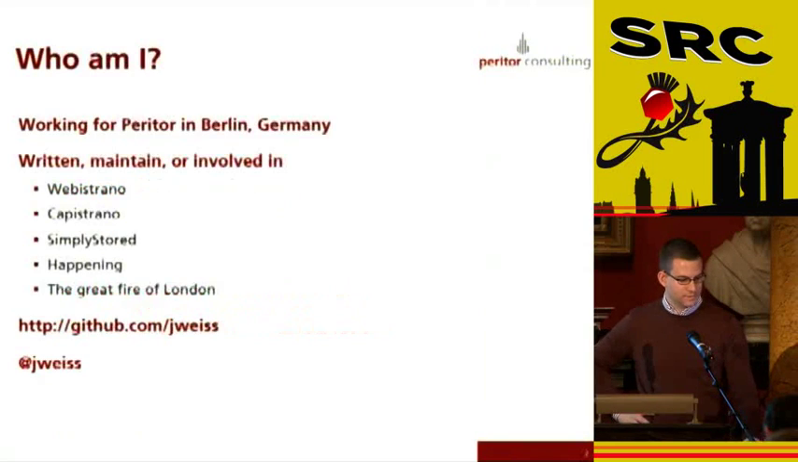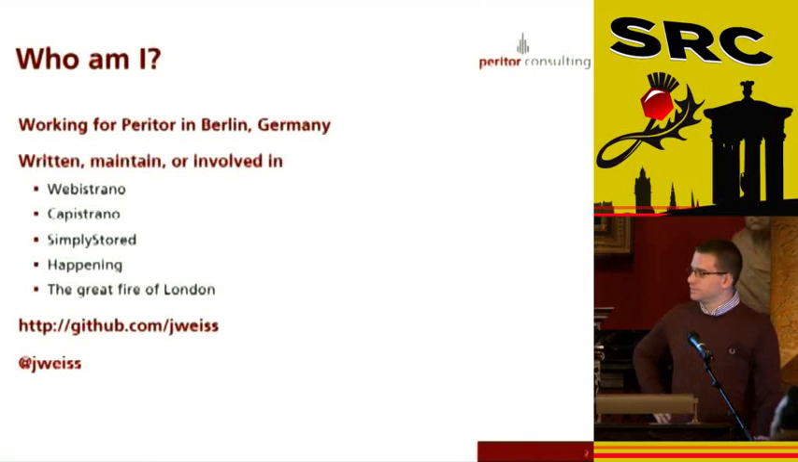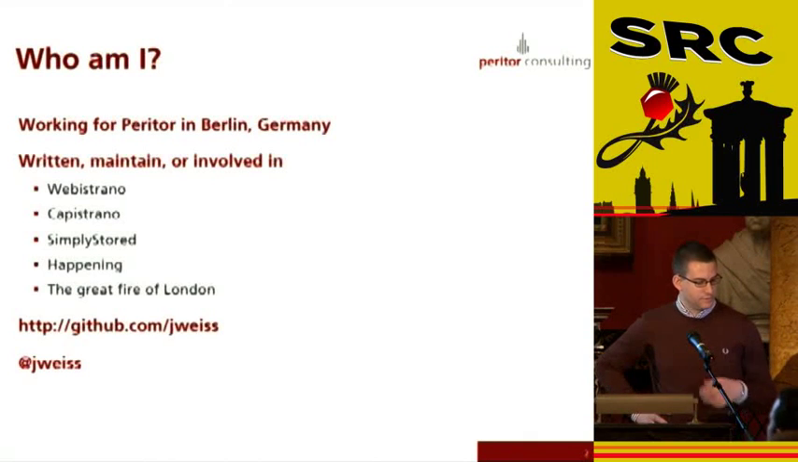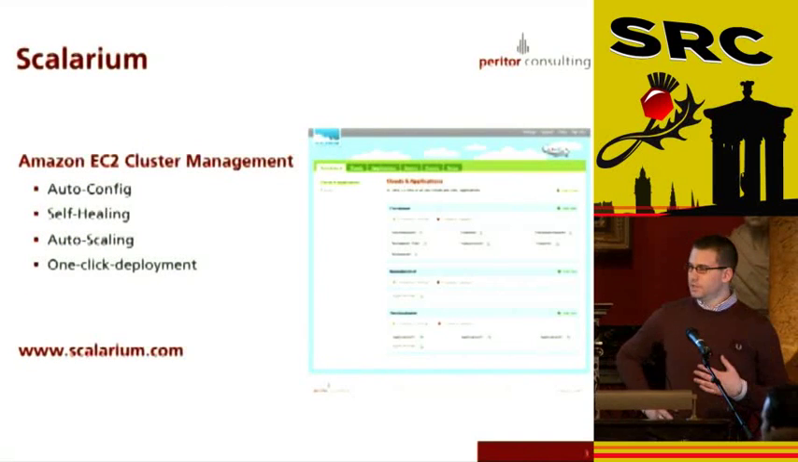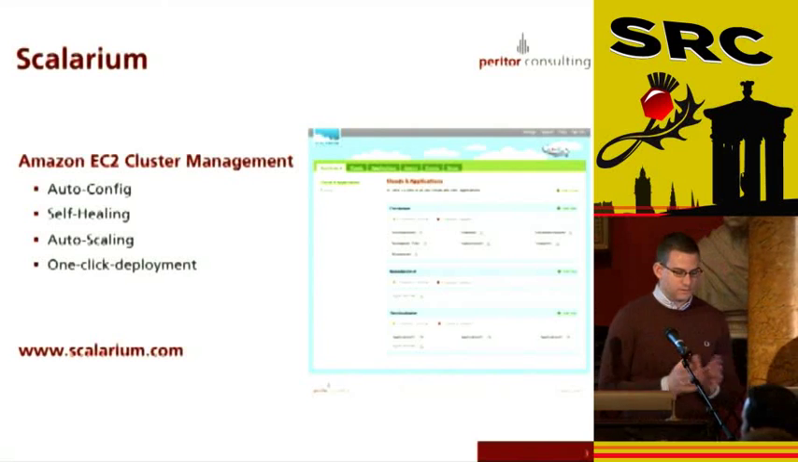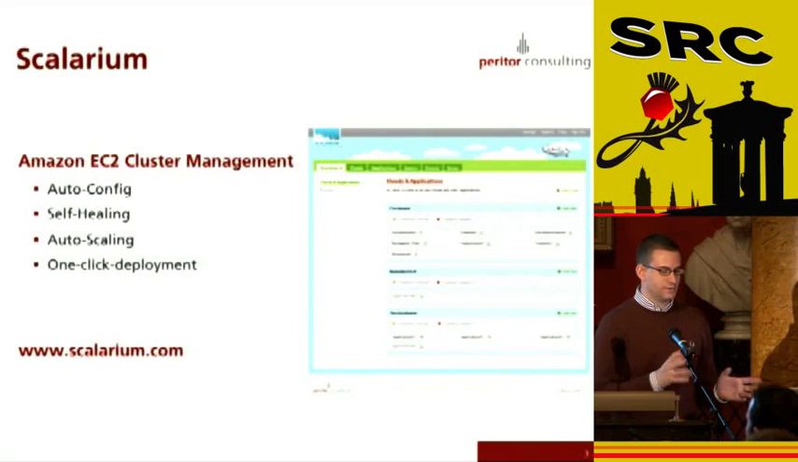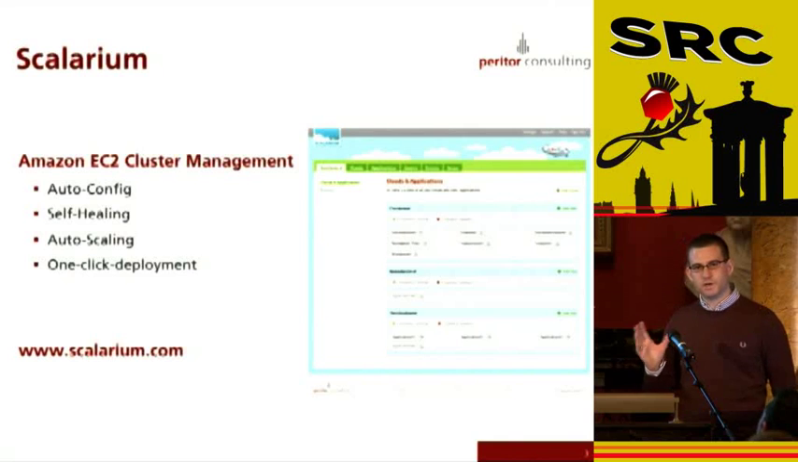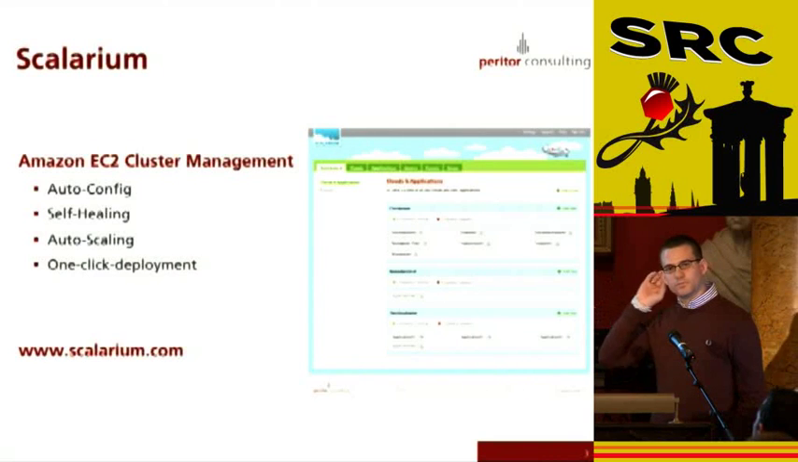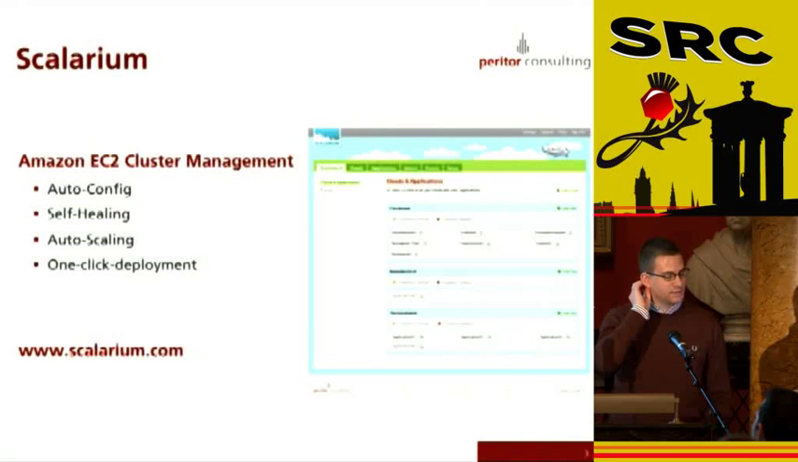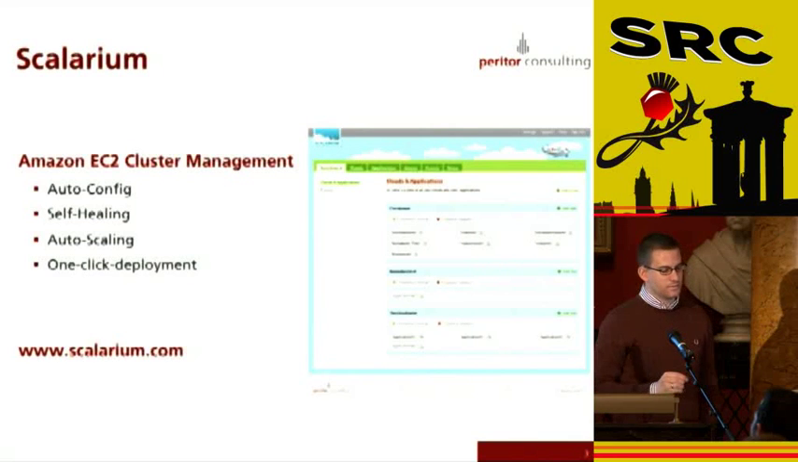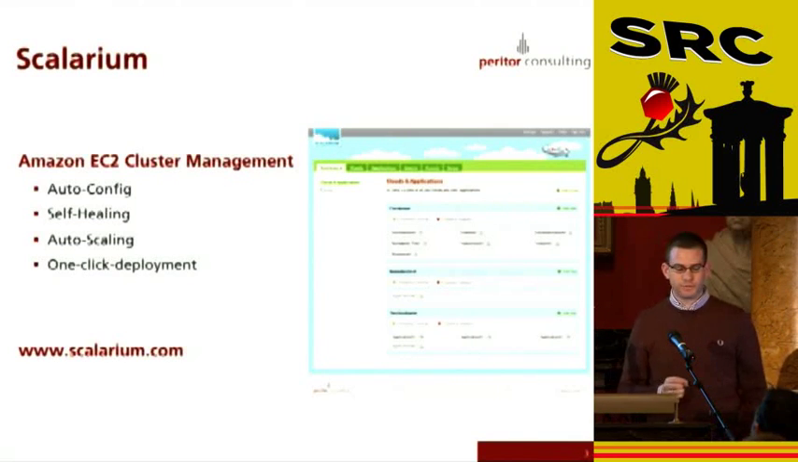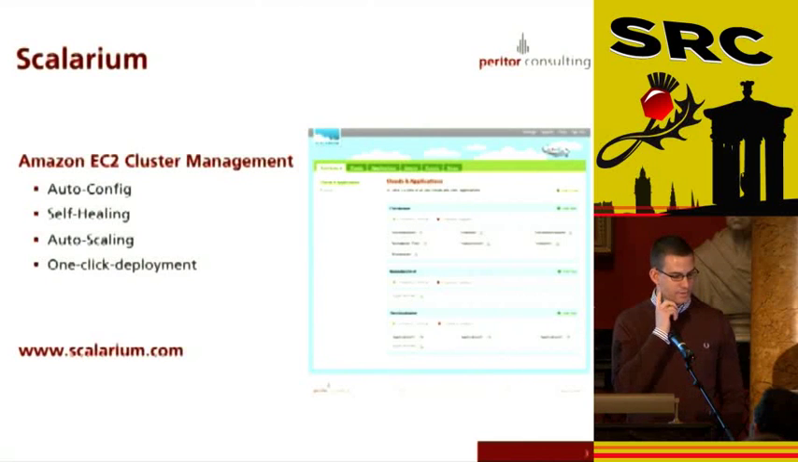First, a couple of words about myself. I work in Berlin. I do a lot of infrastructure stuff, a lot of work around deployment. And that's how I got drawn into a project called Scalarium, which is a configuration management tool for controlling clouds on EC2. And the talk will be part of lessons learned on building such a tool and the lessons that we took while working on a big infrastructure project for a client with like 1,000 servers.